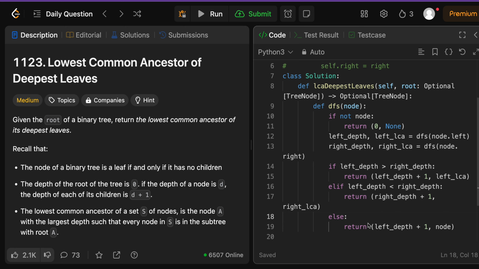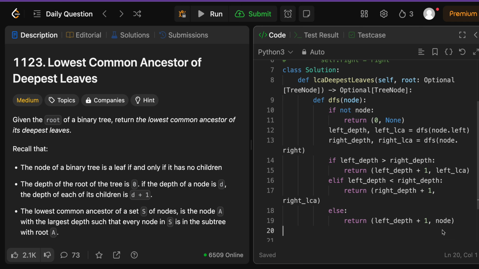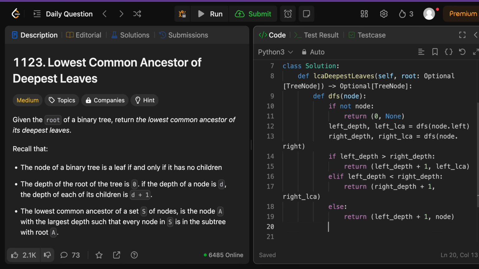And so we simply would just return one of their depths plus 1. The node itself doesn't really matter, which subtree left or right, because they're the exact same depth. And now that we're done with the definition of this DFS function, we want to actually return our answer. So we're going to return the DFS call starting from the root node.